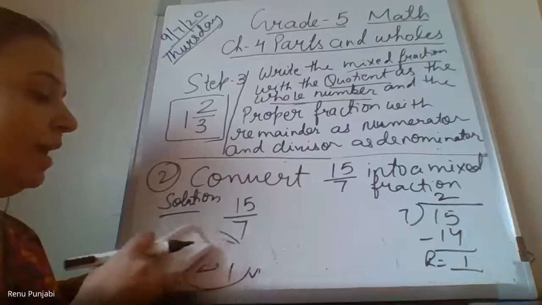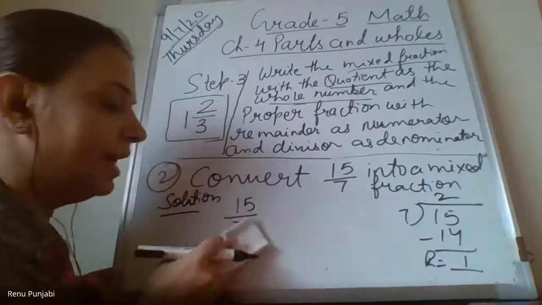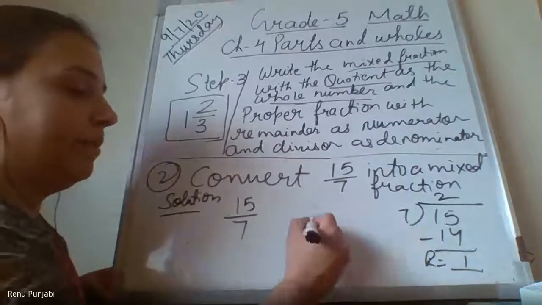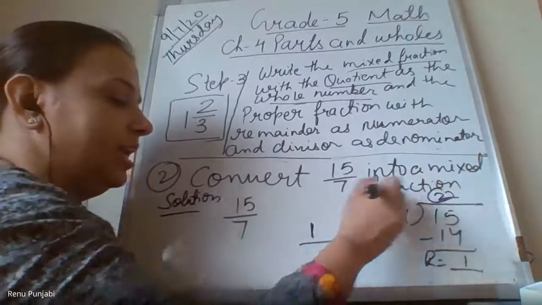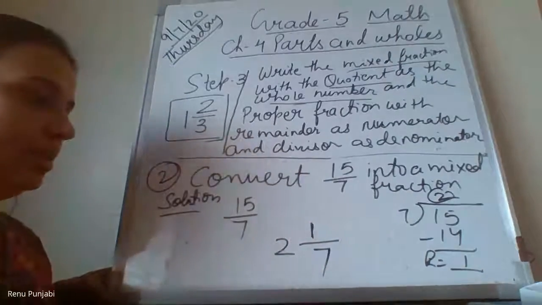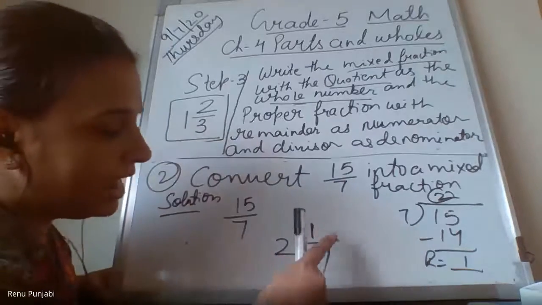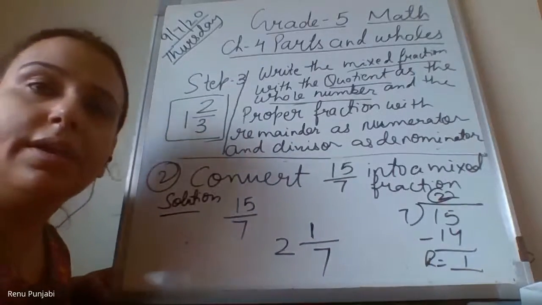So always remember that your remainder, which is down, will go up. Your quotient, which is here, goes in the whole number. And your divisor will come as the denominator. The divisor will be the same, which is the denominator here and here also the denominator. Clear, children?